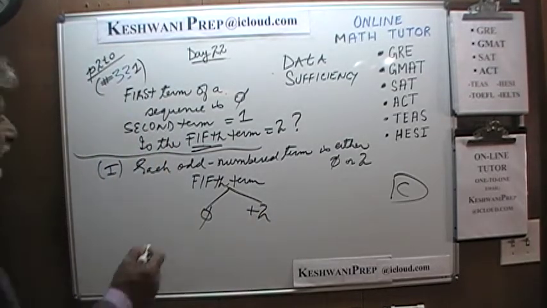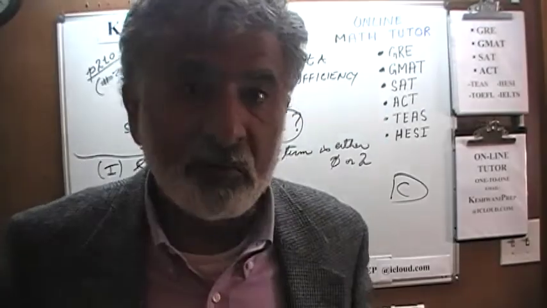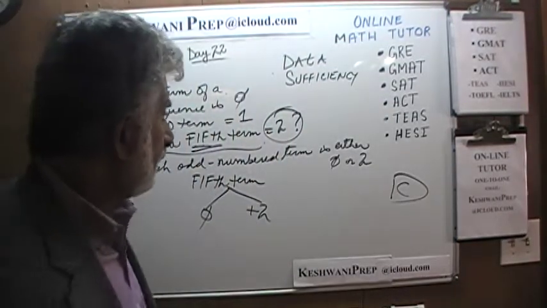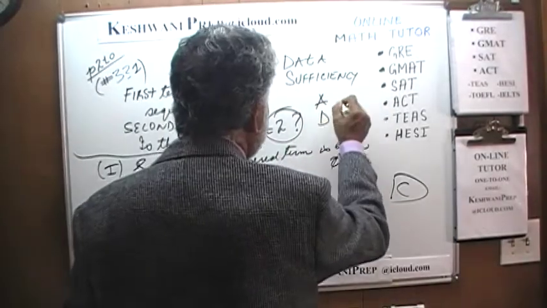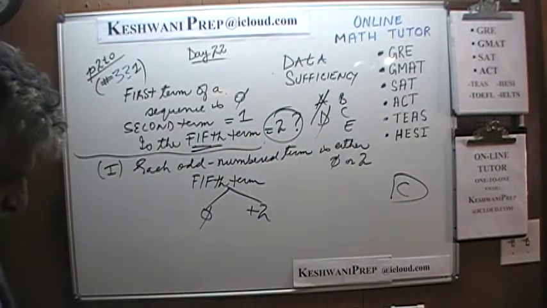The question was, is the fifth term 2? Maybe, it may not be. It may be 0. It may be 2. There's no way to tell. The first statement by itself is not enough. Let's look at the second statement.